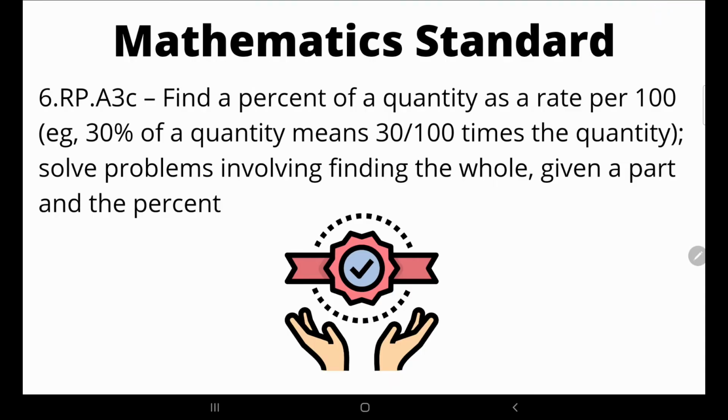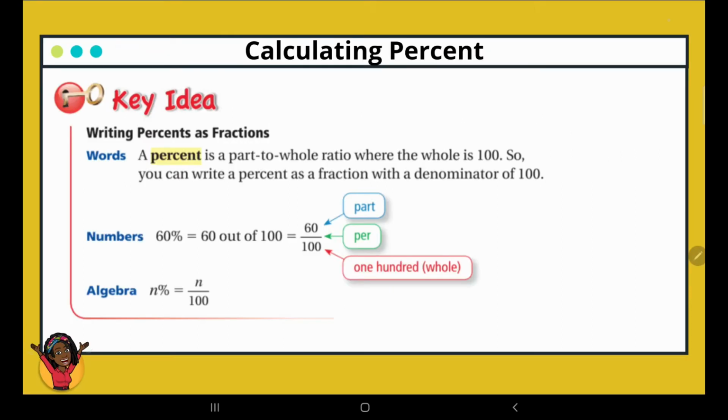Hi everyone, welcome back. Today we're going to be looking at standard 6.RP.A.3c. Find a percent of a quantity as a rate per 100. Example, 30% of a quantity means 30/100th times the quantity. Solve problems involving finding the whole, given a part, and the percent.